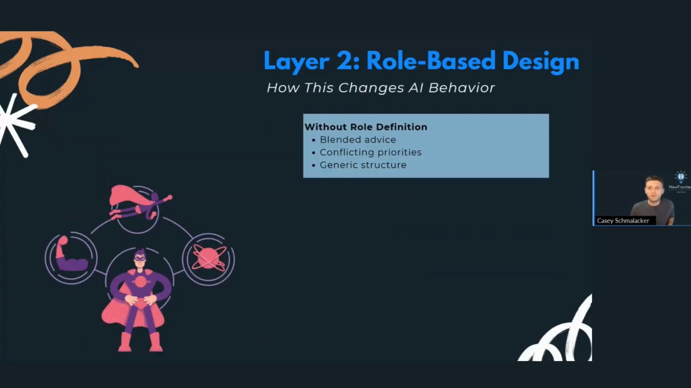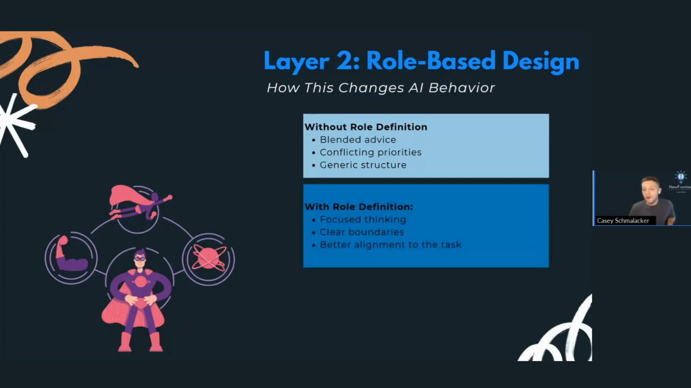So how does role-based design change this AI behavior? Without role definition, you get blended advice, conflicting priorities, and a very generic structure. But with role definition, you get more focused thinking, clear boundaries of what it's trying to do, and better alignment to the specific task or function that we are engaging with it around.